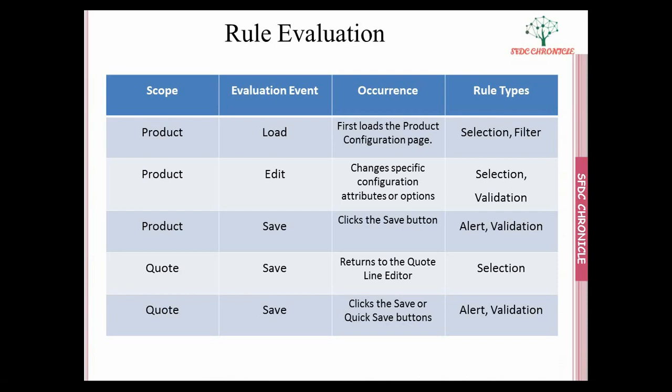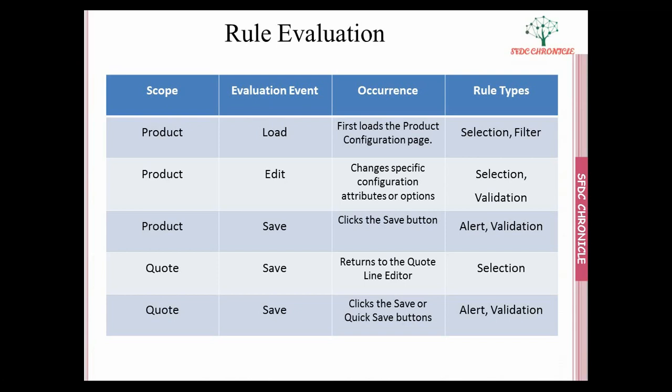Now there will be an evaluation event. What does evaluation event mean? It means when, on that particular page, the rule will be fired. So the rule will be fired when the product configuration loads, or when we edit anything in the product configuration, or when we save it. At that time, the product rule will fire. And in the code, we only have the save evaluation event.